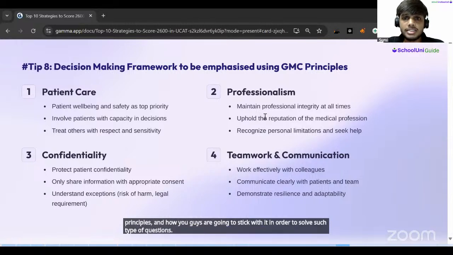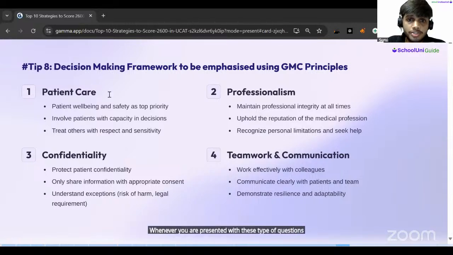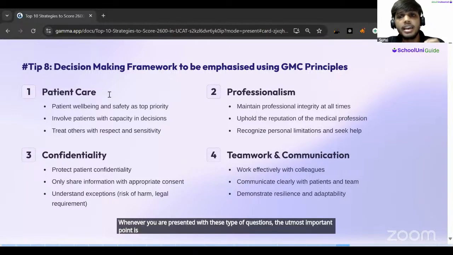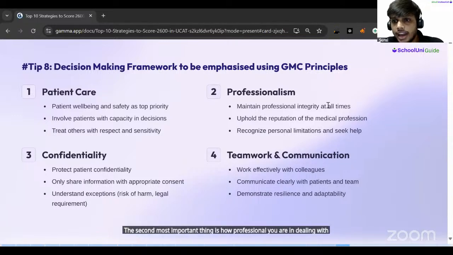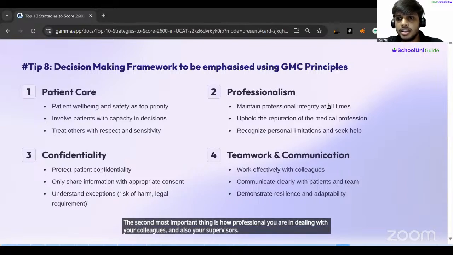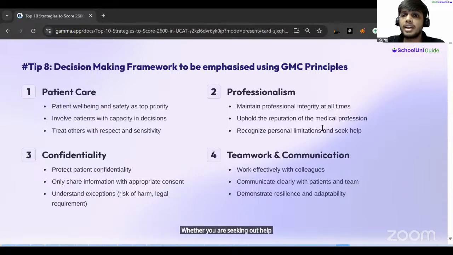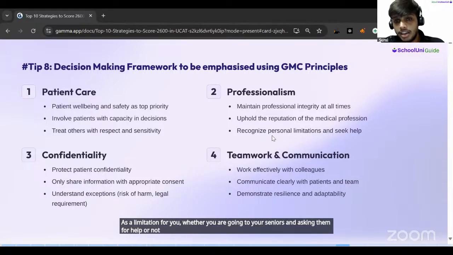Whenever you are presented with these types of questions, the utmost important point is going to be patient care. Make sure the patient is safe in all these scenarios. The second most important thing is how professional you are in dealing with your colleagues and also your supervisors. Whether you are seeking out help wherever it is necessary, or wherever you are finding a limitation, whether you are going to your seniors and asking them for help or not is going to be of the utmost importance.